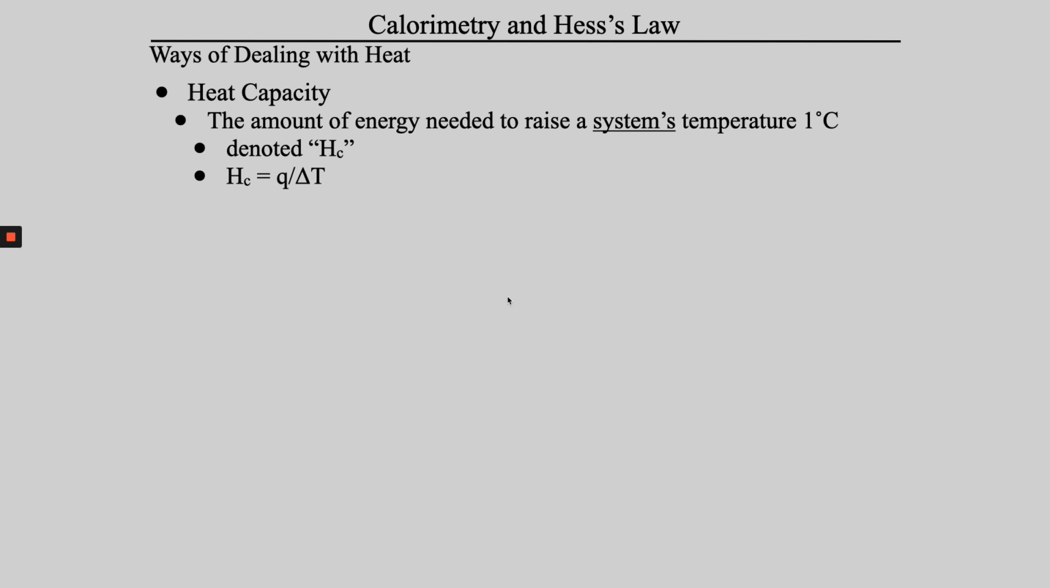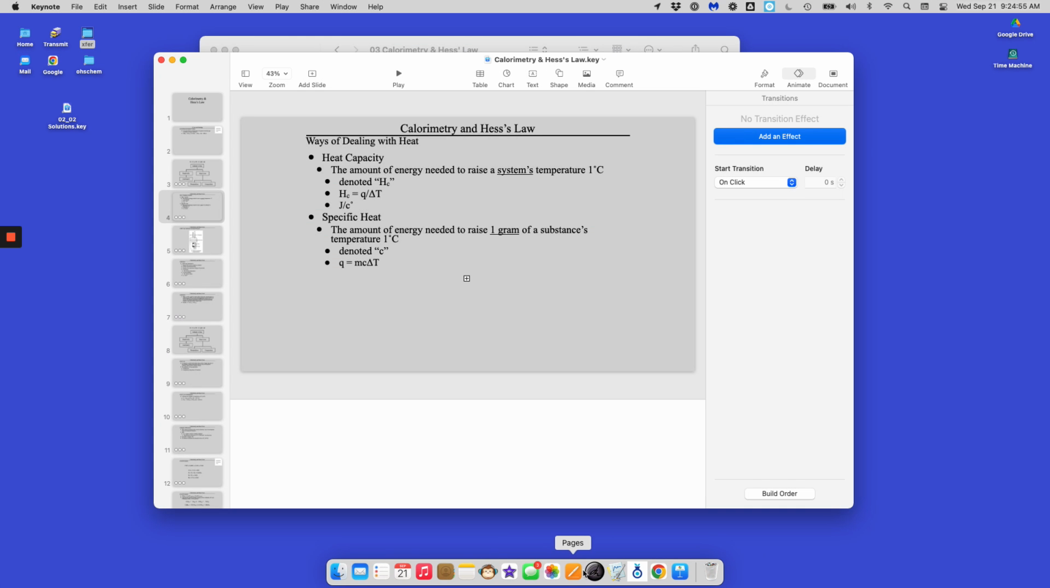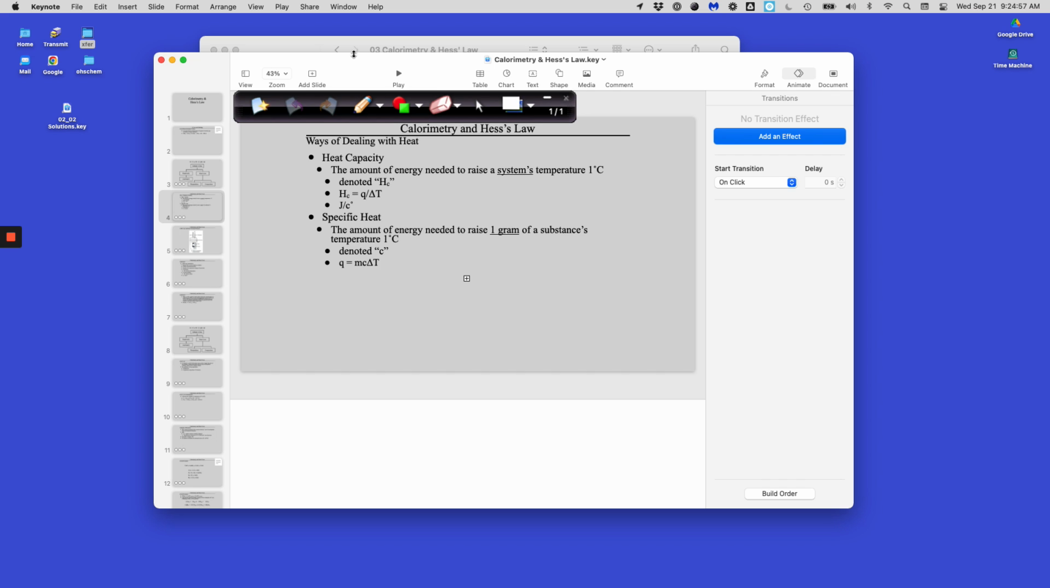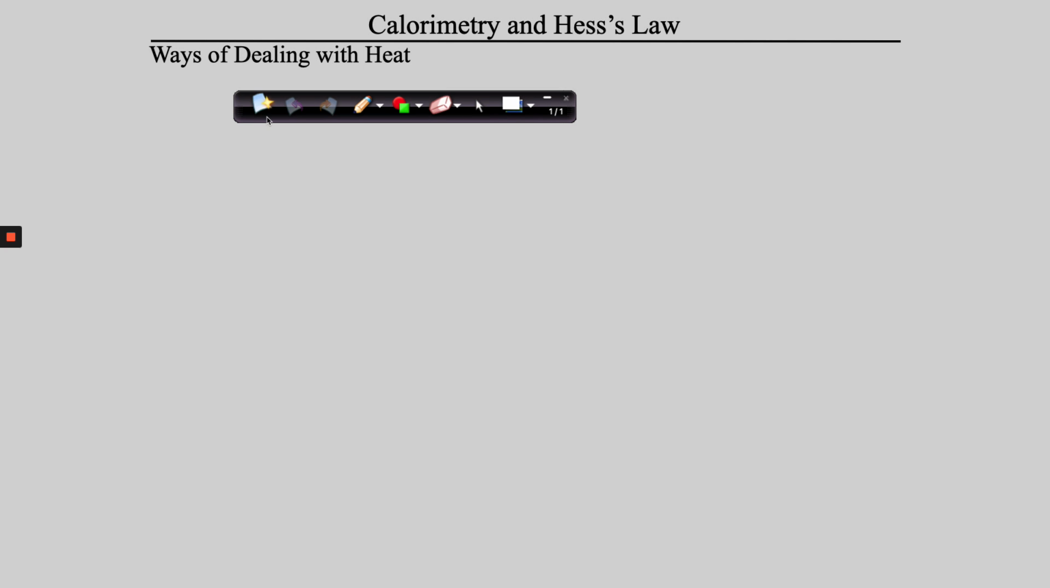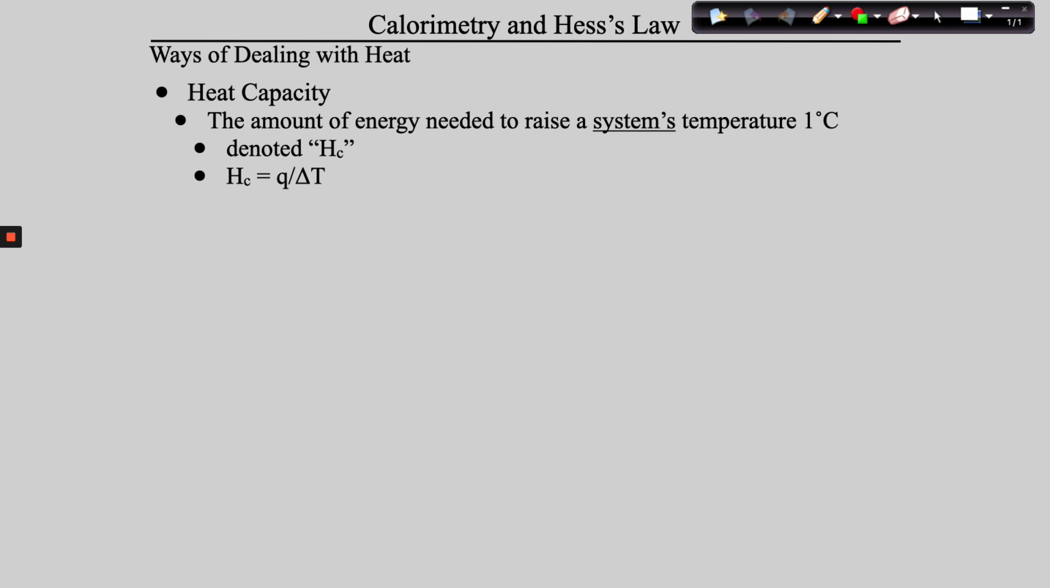Maybe I should turn my board on. I have to turn it on. I've got to be able to write. All right. There we go. So guys, I would suggest that maybe a better form for you is H sub C is equal to Q divided by delta T.